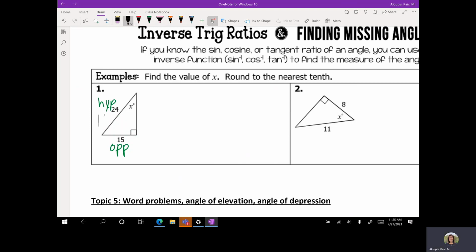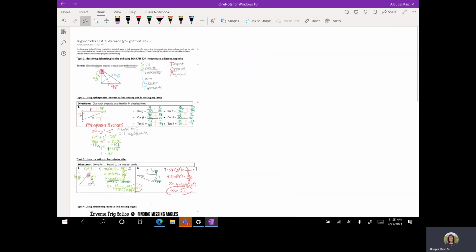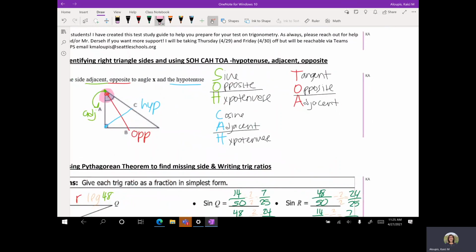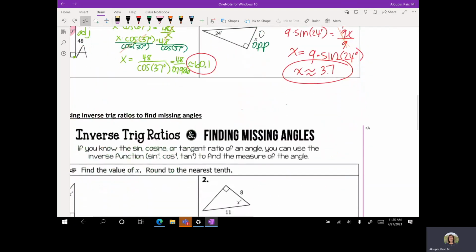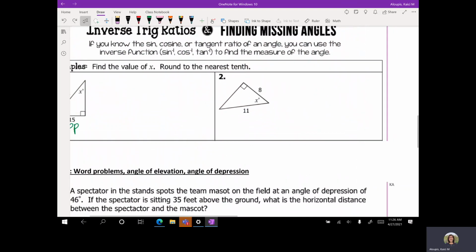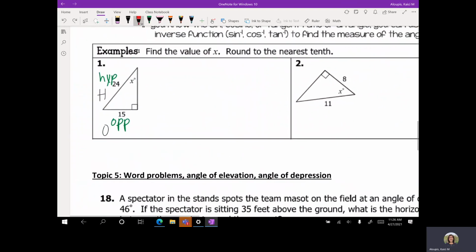When I look at SOH CAH TOA, where do I see O and H? Well, we talked about this before. O and H show up in the trig ratio of sine, because the trig ratio for sine is opposite over hypotenuse. So I'm going to go back here and take the sine of my angle x in degrees. And remember, sine is opposite first. So 15 over my hypotenuse, 24.